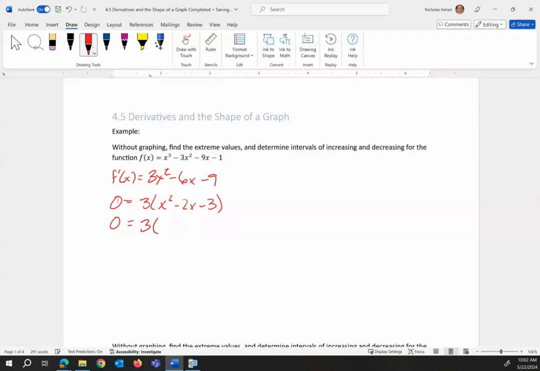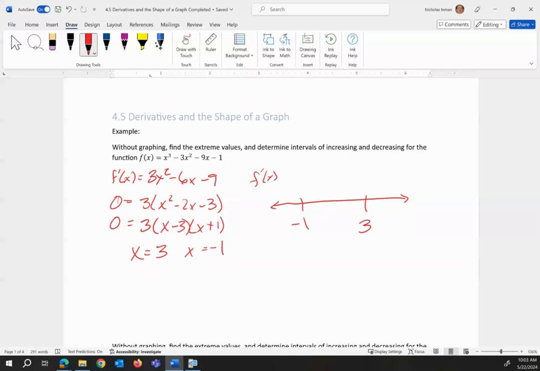And I think this can even factor. Does something multiply together to give us -3 that adds together to give us -2? So our two critical values are x equals 3 and x equals -1. All right, so these are the two spots that we might have an extreme value.